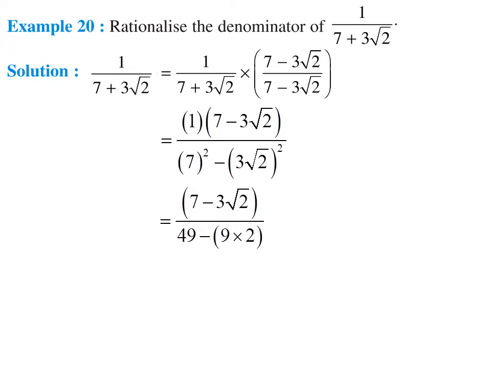Now how will it become 9 into 2? The square of 3 will be 9, and the square of root 2 will be 2, so it will become 9 into 2. So my next simplification step will be 7 minus 3 root 2 divided by 49 minus 18. So my final answer will be 7 minus 3 root 2 divided by 31. So that is the answer of the given example. Now moving towards the exercise.